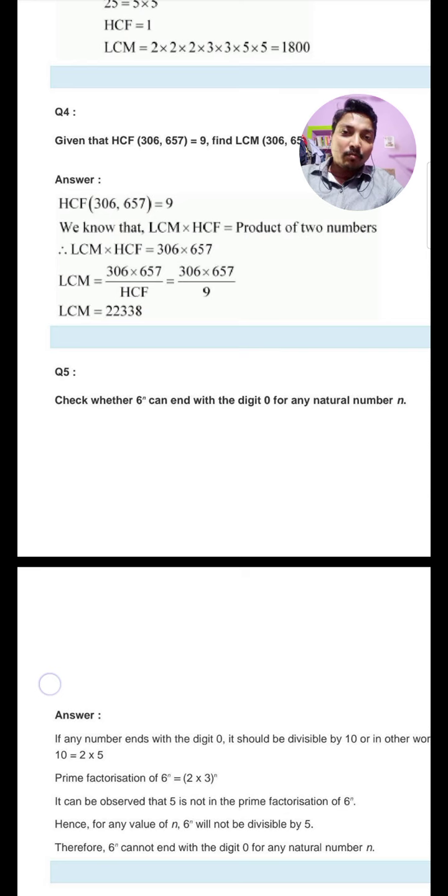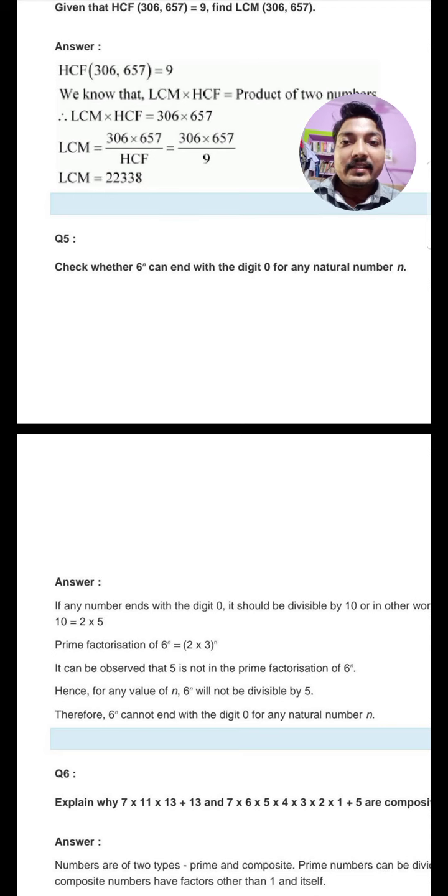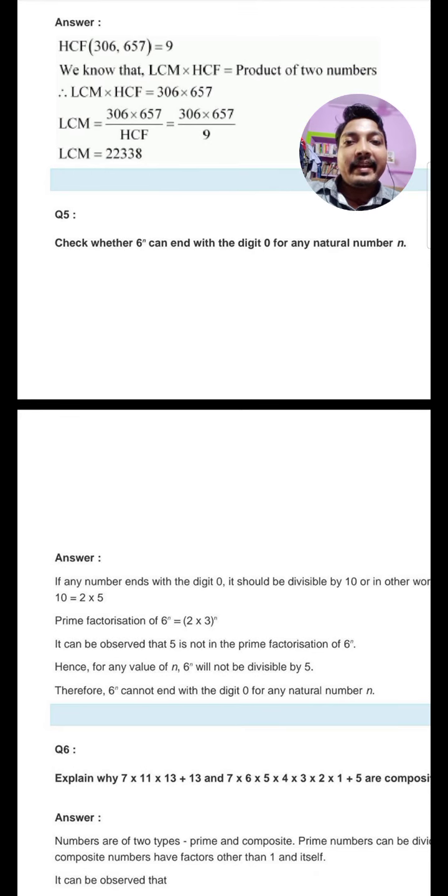Then see question number 5. Everyone see question number 5. It is given: check whether 6 to the power n can end with the digit 0 for any natural number n. It means whatever value of n I take, 6 to the power n, will the result always end with 0? 6 to the power 0 is 1, 6 to the power 1 is 6, 6 squared equals 36, 6 cubed equals 216.